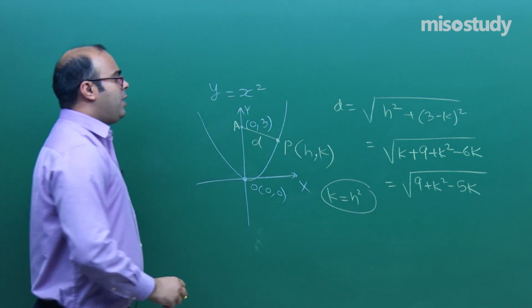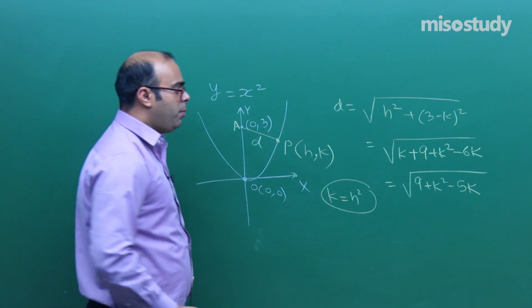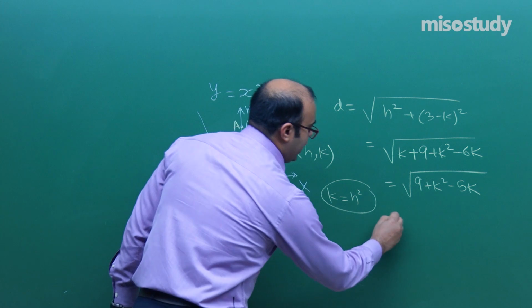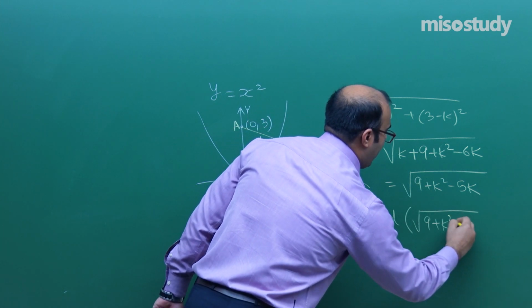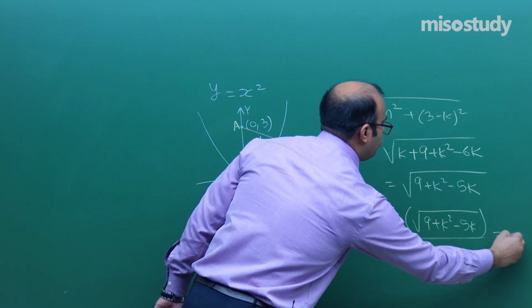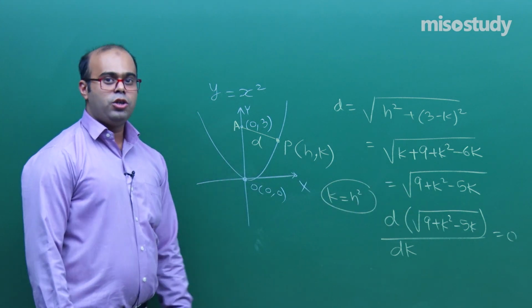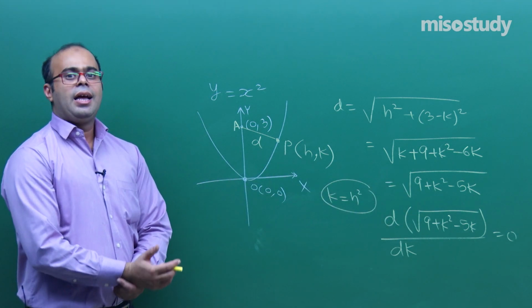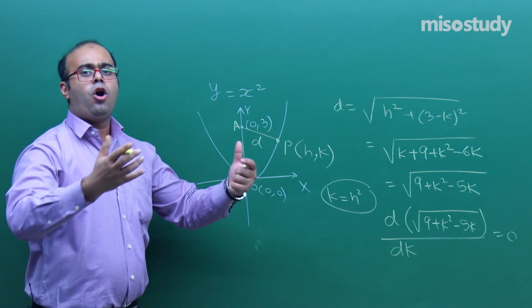Now we know that this distance has to be minimum. If this distance has to be minimum, then in that case the derivative of this term, root over 9 plus k square minus 5k, with respect to the variable k should be equal to 0. Because if this is the function, its derivative 0 will give you the critical point, and the critical point is the point where there is a possibility of maxima or minima.